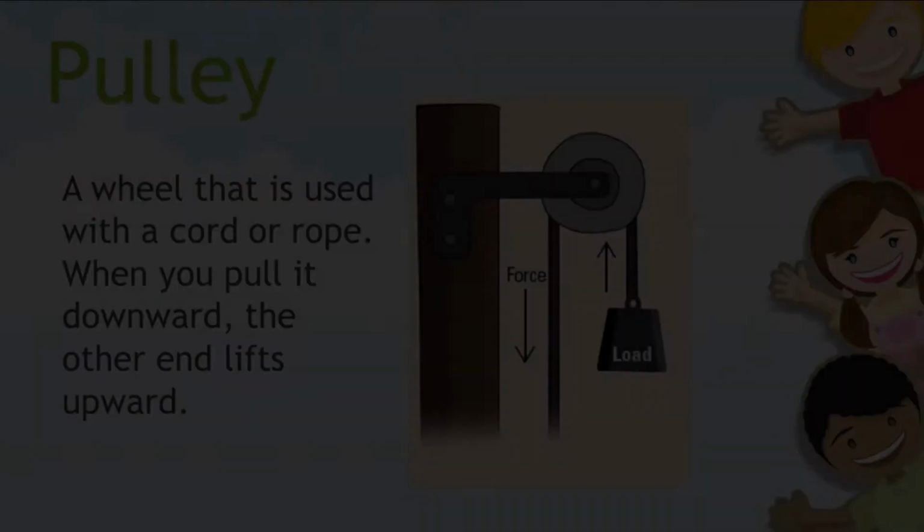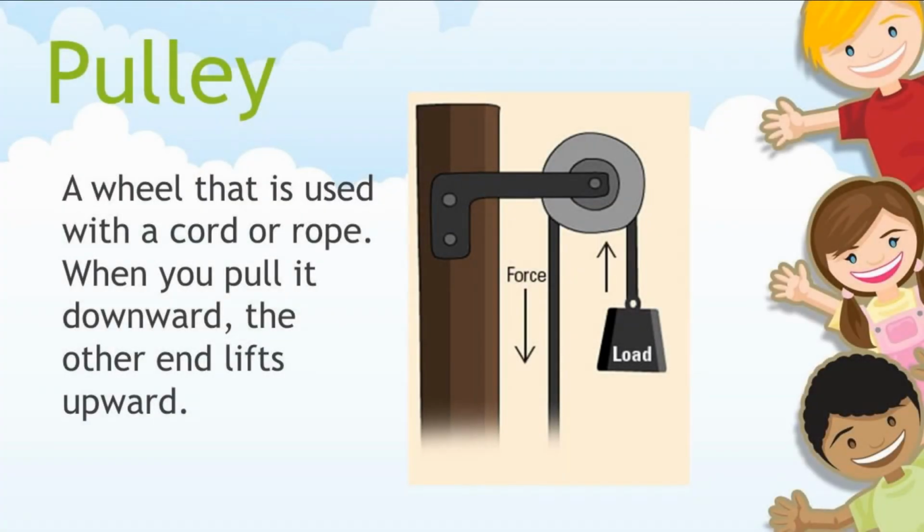Lastly, we have pulley. It is a wheel that is used with a cord or rope. When you pull it downward, the other end lifts upward. With a pulley, an object to be lifted can be tied to one end of the rope, and the force is applied to the other end by pulling the rope downwards. The downward force turns the wheel with the rope and pulls the load upwards at the other end. It helps you to move the load or change direction of the force. Using a pulley reduces the amount of force needed to lift or pull an object.